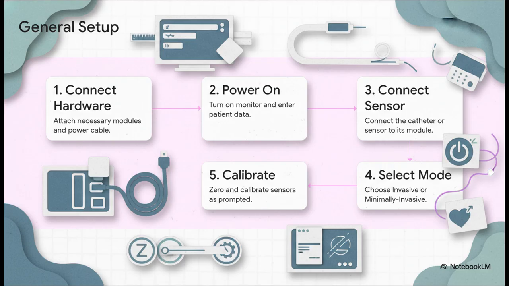First, you just slide in whichever hardware modules you need for the case, say the Swan-Ganz module. You power it on, pop in the patient's height and weight. Then you connect your sensor, the Swan-Ganz, the arterial line, whatever it is, to its dedicated module. The monitor then prompts you to pick the right mode, and finally, it'll walk you through any zeroing or calibration steps that are needed. It's really that straightforward.